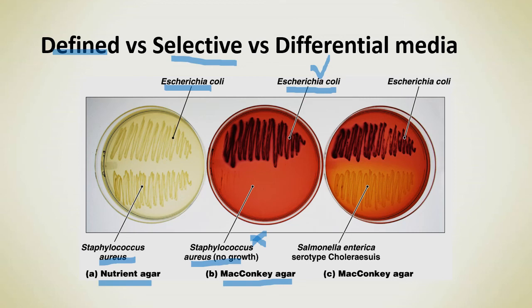And then third here is MacConkey agar again, but here it functions as a differential media, because E. coli forms a rosy pinkish colony, but Salmonella forms amber colonies. Therefore you can use this media to differentiate between E. coli and Salmonella by their colony appearance.